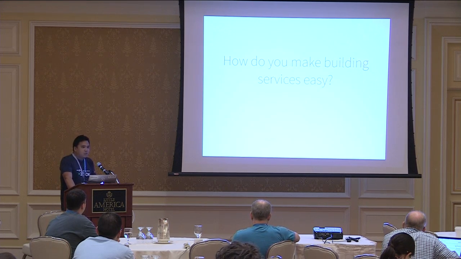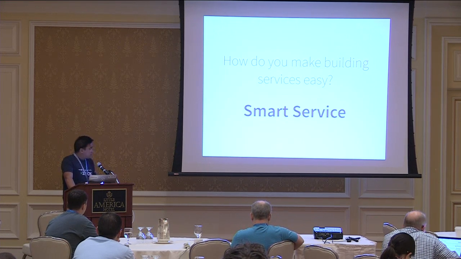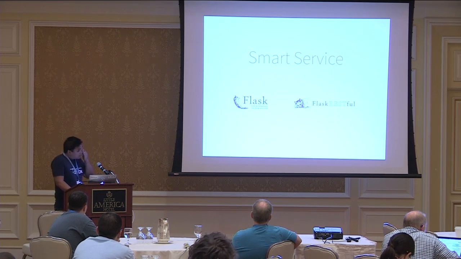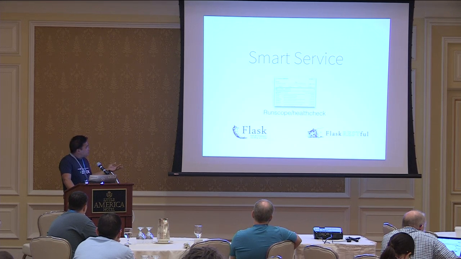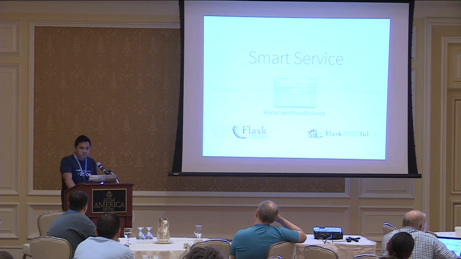And the next question is, how do we make service building easy? It's supposed to be fast, right? So our answer to that, as you may guess, is another service called Smart Service. And Smart Service is a library that's built on top of Flask, which is a framework, and Flask RESTful, which is an extension to that framework that helps to build REST APIs easily. We started with this base, and we started adding more packages on top of it, kind of bundling together a lot of common features and functionality that we need across our application. And one of those packages is an open source project that we put out there called Health Check, which basically gives a health check endpoint to Flask apps.